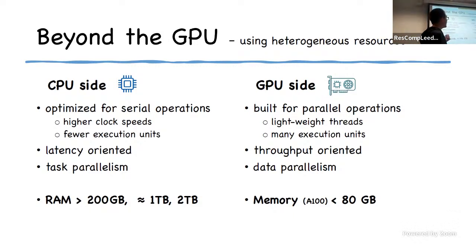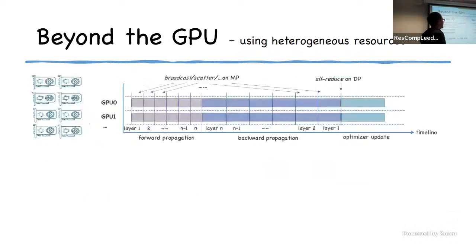So is there any possible way to fully utilize all of them to train a large model? Yeah. So let's see the training process first. It normally has 3 steps. The first step is forward propagation, then backward propagation, and then the optimizer update. Right. So here I give an example.